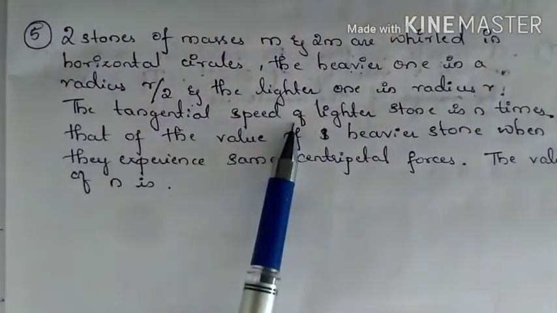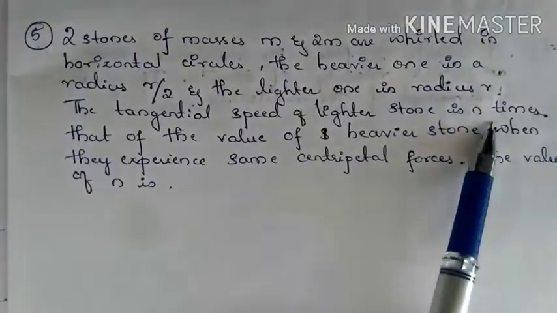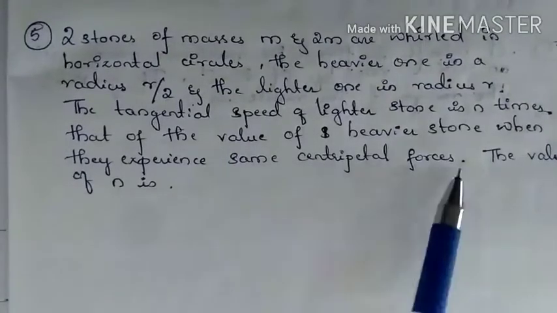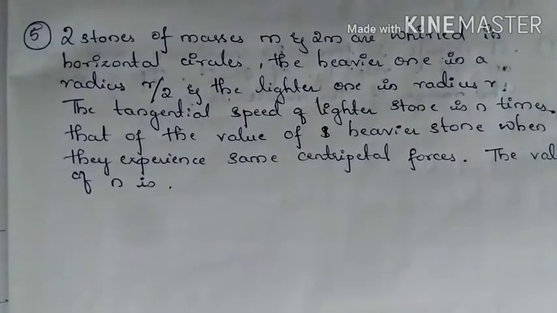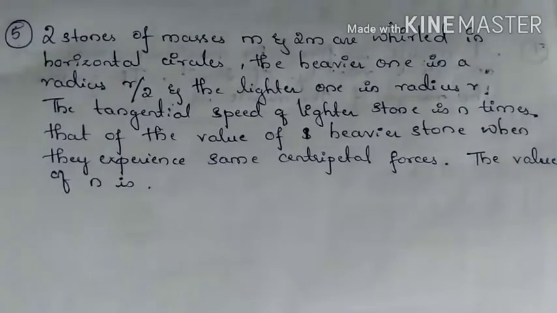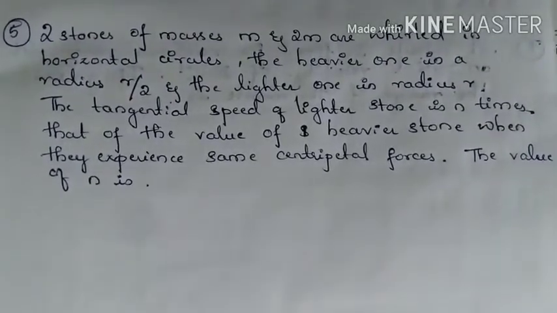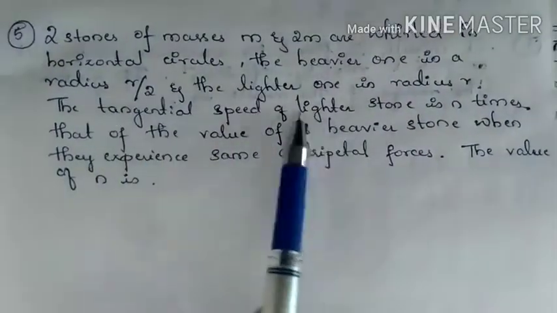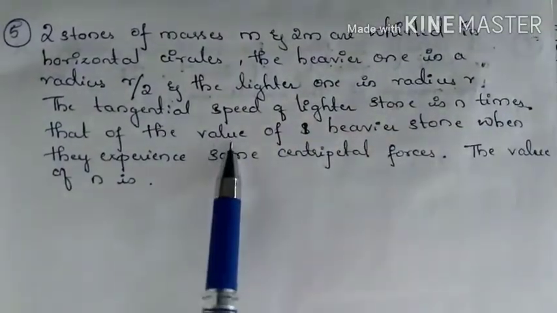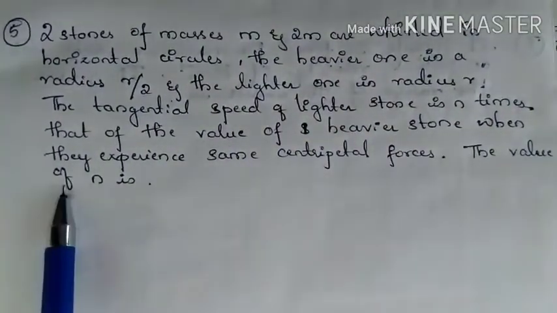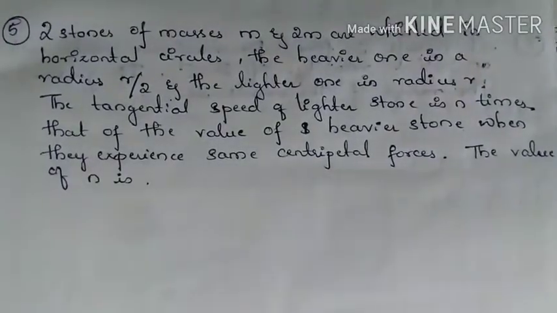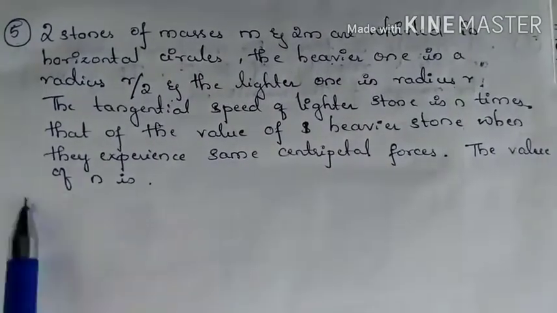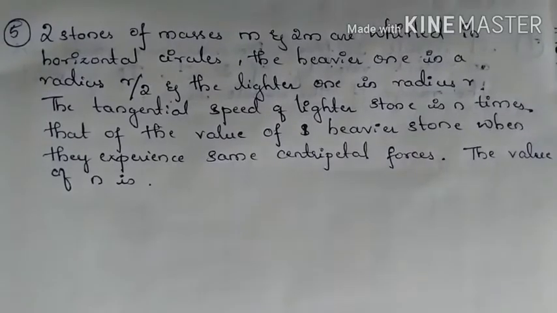The tangential speed of the lighter stone is n times that of the heavier stone when they experience the same centripetal force. So here he has mentioned the same centripetal force. Then what is the value of n? We have to find the n value.